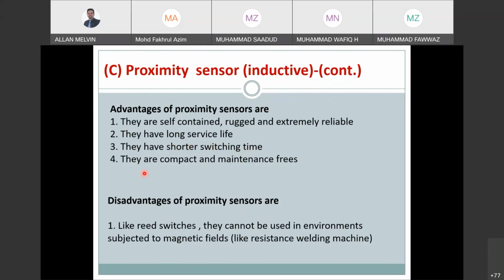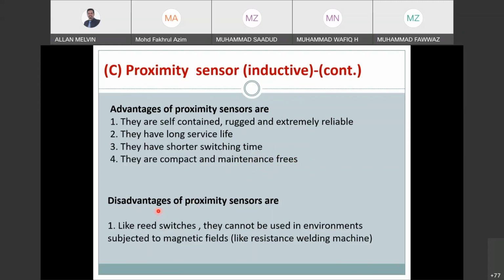Okay, number four, they are compact and maintenance free. Okay, compact. So it's very tiny. Okay, so easy to change. Okay, so tak perlukan maintenance a lot. Okay, unless dia rosak lah. But since it's rugged and reliable, dia susah nak rosak. So indirectly it is maintenance free. So that's the advantage of the proximity sensor.